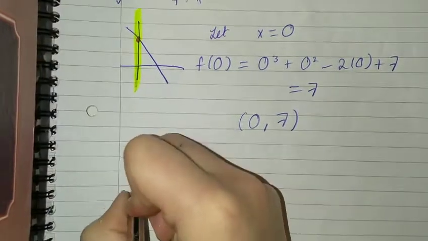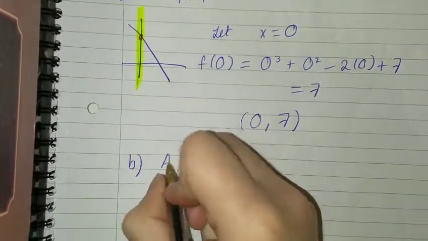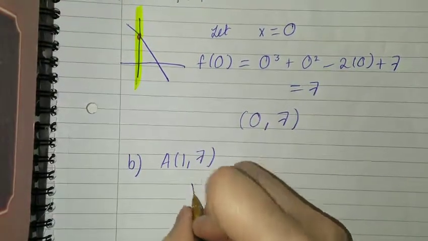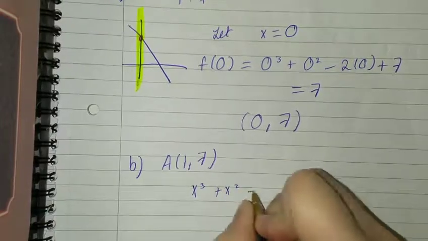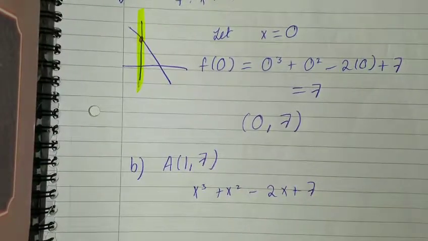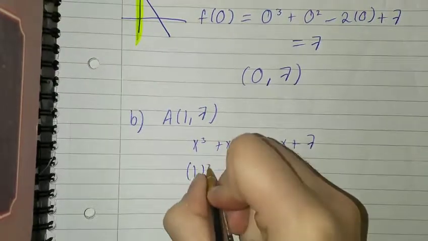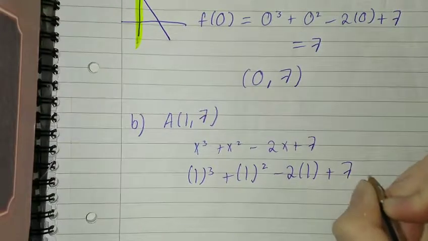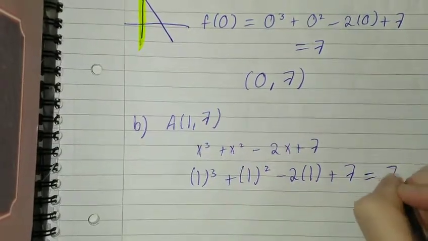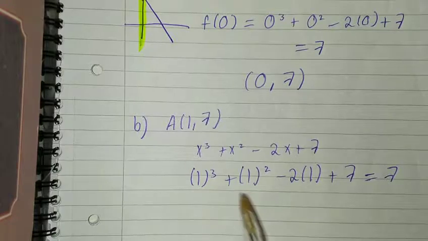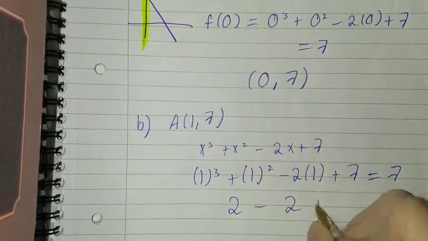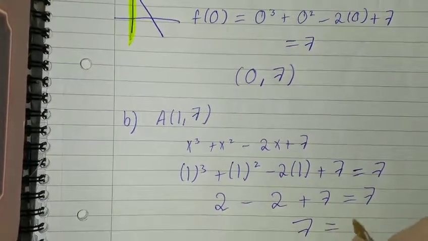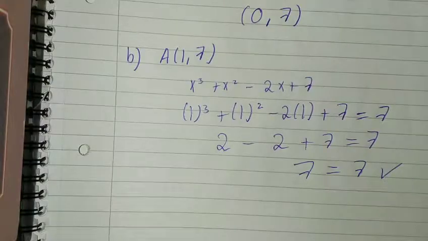And then the next part, we are asked to verify using algebra that the point A, 1, 7 is on the graph. If we want to show that a point is on the graph, we have to sub in the values of x and y, and it should work out. So I'm going to sub in x equal to 1: 1 plus 1 squared minus 2 by 1 plus 7, and let that equal the y value, which is 7, and see is it true. So 1 plus 1 gives me 2, minus 2 plus 7 is equal to 7. 2 take 2 is 0, so 7 is equal to 7. That's true, so that's on our graph.